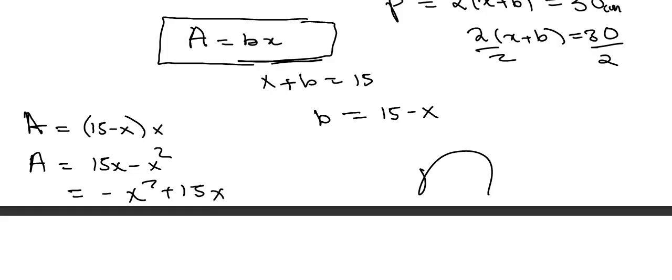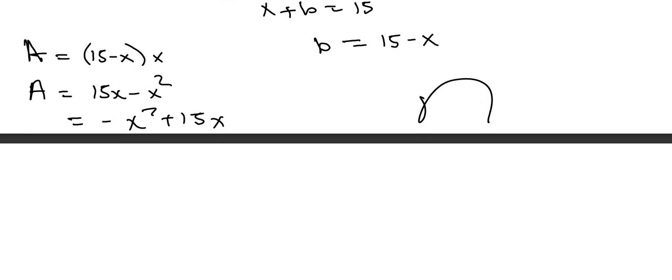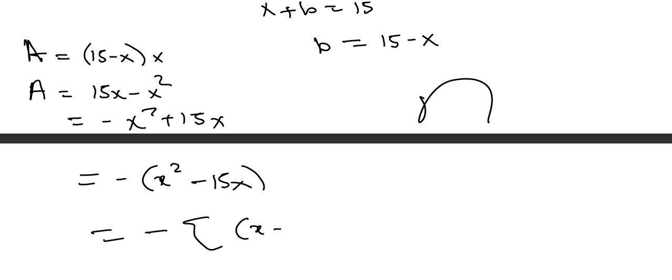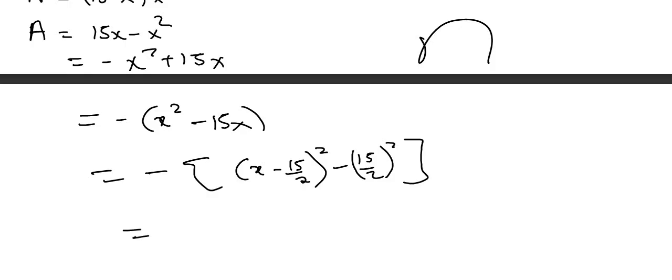So when you're done solving this, not sure what you got, but let's try to do it here together. This I think would give you negative. This will be x minus 15 over 2, then squared, minus 15 over 2 squared. Then this is going to be a negative x minus 15 over 2 squared plus 15 squared, so you have your 15 squared here over your 4.